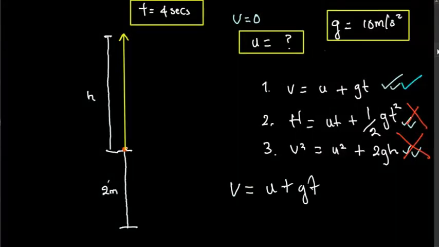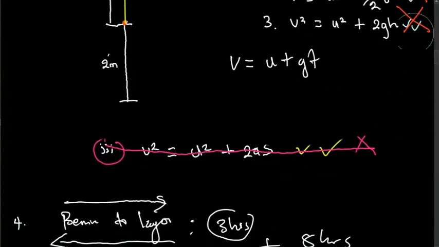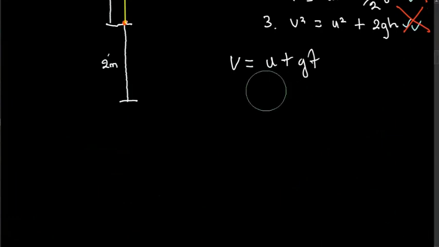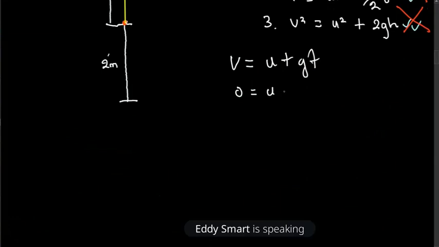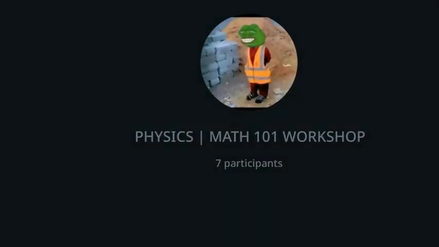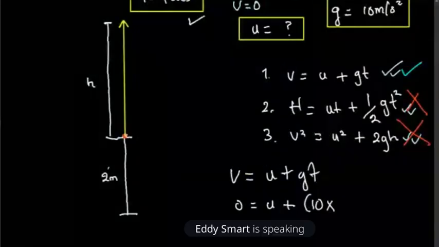What is V? V is 0, Abi. Let me wipe this off. V is 0, Abi. So we say 0 is equal to U plus what? What is U? We are looking for U. So G is what? G is 10, Abi. Time is what? What's the time given? The time given was what? 4 seconds.